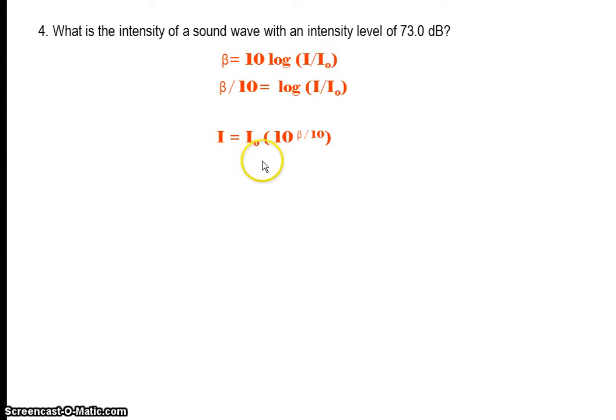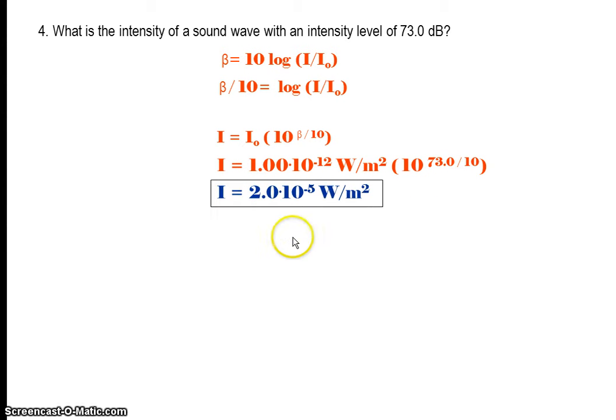At this point, I just substitute and solve. So 10 to the 73 over 10 reduces down to 10 to the 7.3. And then when I multiply that out, I get this value here. And again, you can do that in one step in your calculator. Use your 10 to the x key in order to do that 10 to the 7.3.